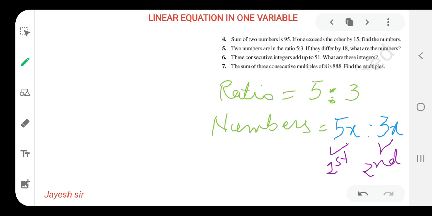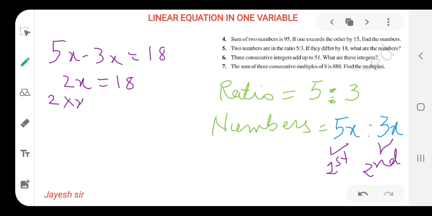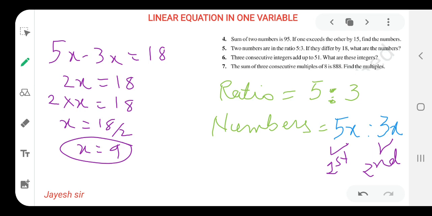Difference we all know how to find: bigger number minus smaller number. Our bigger number is 5x minus 3x, and their difference is 18. And we all know how to solve 5x minus 3x, that means 2x is equal to 18. Now there is no sign between 2 and x, that means they are in multiplication. As per the transposition theorem, the value of x would be 18 by 2, that means the value of x is 9. We have got it, friends. I hope you have understood this problem, as we have got the value of x as 9.